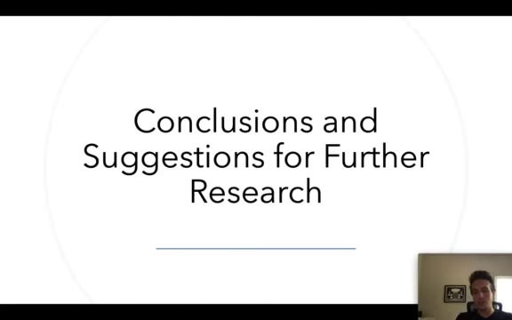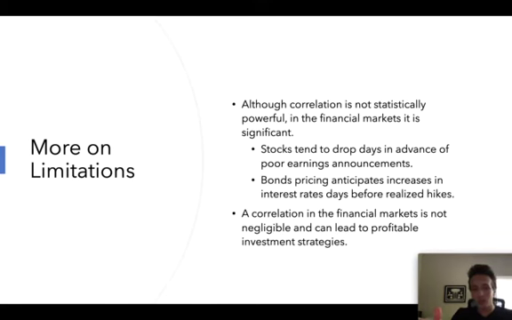Now, for our conclusions and suggestions for further research, we're first going to talk a little bit more about the limitations and hopefully some of the hope that we can glean from this analysis. Although correlation is not statistically powerful, in the financial markets it is, however, significant. Stocks tend to drop days in advance of poor earnings announcements. Bond pricing anticipates increases in interest rates days before realized hikes, meaning that there is some form of the strong efficient market hypothesis present, meaning that if you can correlate previous data or lagging data to future data, you're already ahead of other investors who might not be using the same kind of techniques that this investor is.